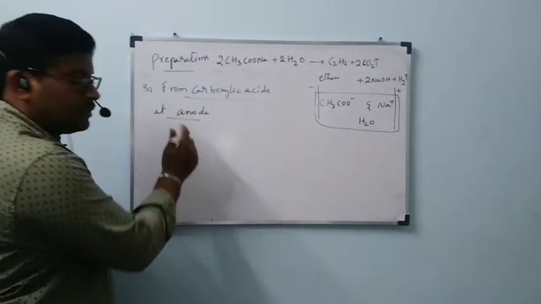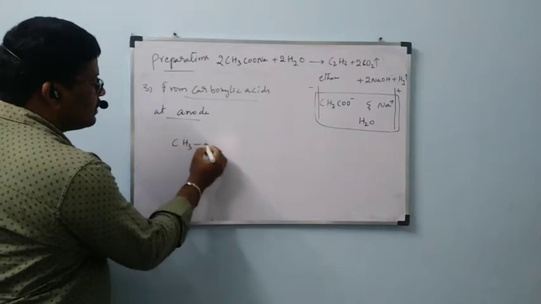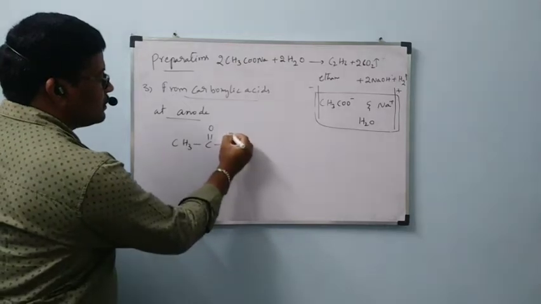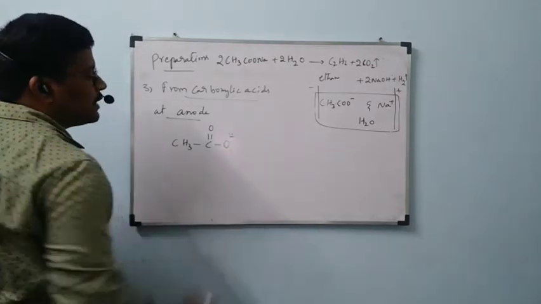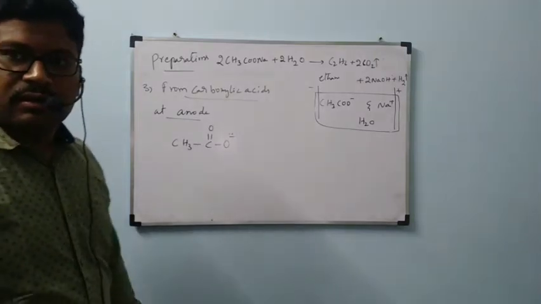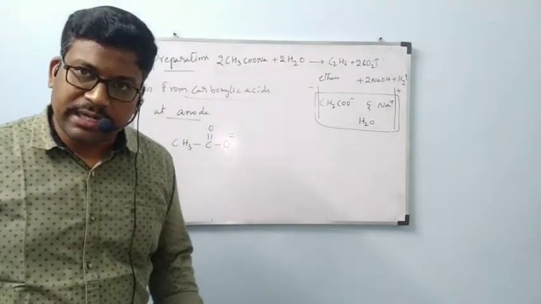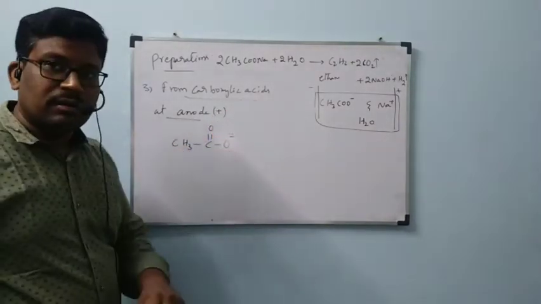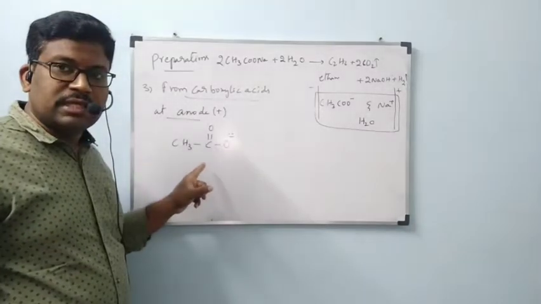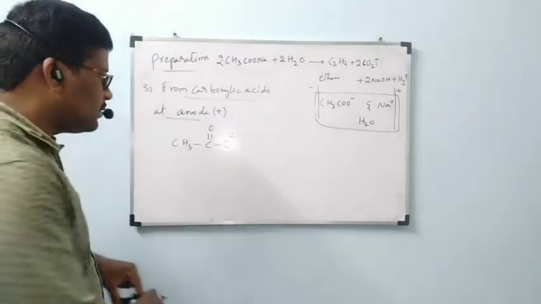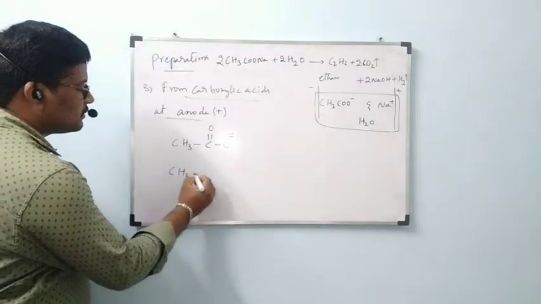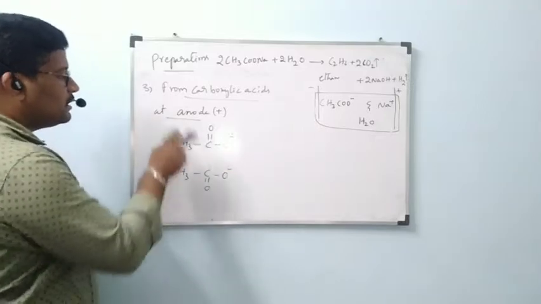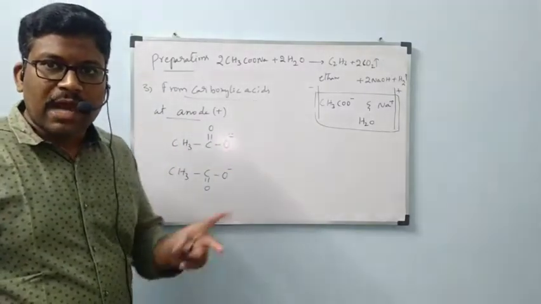So at the anode, CH3 C double bond O minus contains 2 electrons now. One excess electron is there, and that's when it got negative charge. Okay. The anode contains which charge? Positive charge. A positive charge plate will attract CH3COO minus ions. So 2 moles of CH3COO minus will go to the anode. The anode is positive charge.